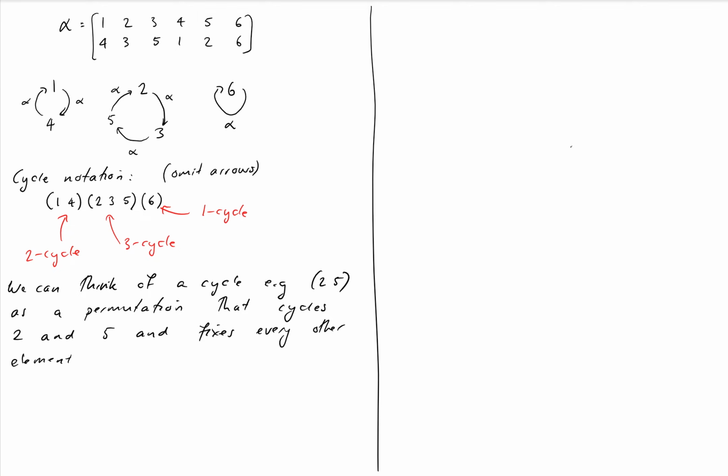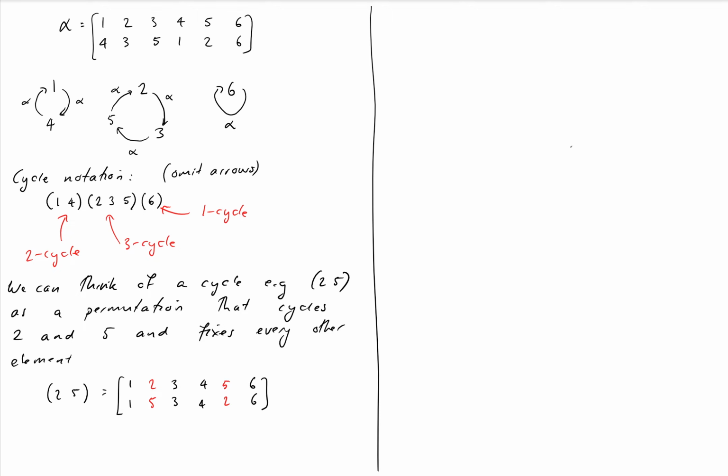Okay, so every one of these cycles can be considered as a permutation in its own right. So what would (2 5) look like? Again, we'll work in S6. If I were to write (2 5) out in full, it does nothing to 1. It maps 2 onto 5. It does nothing to 3. It does nothing to 4. It maps 5 onto 2, and it does nothing to 6.